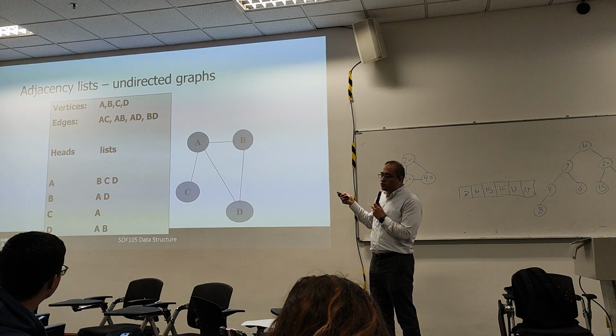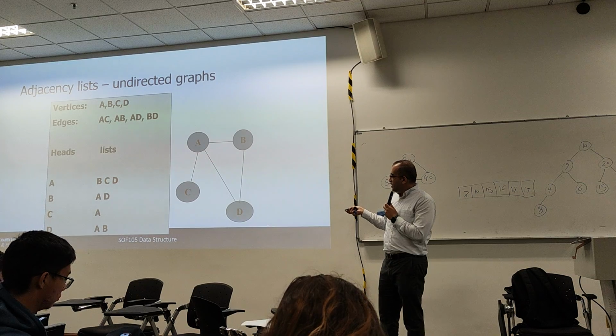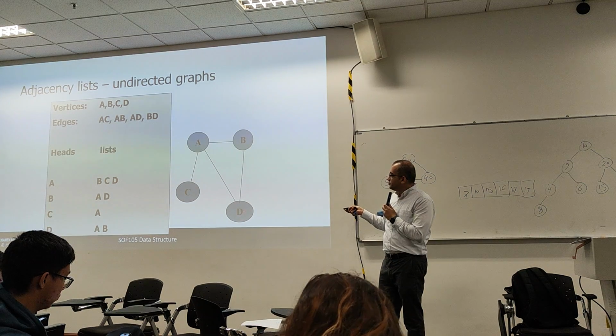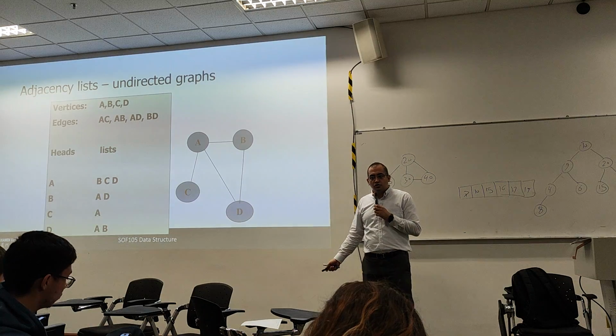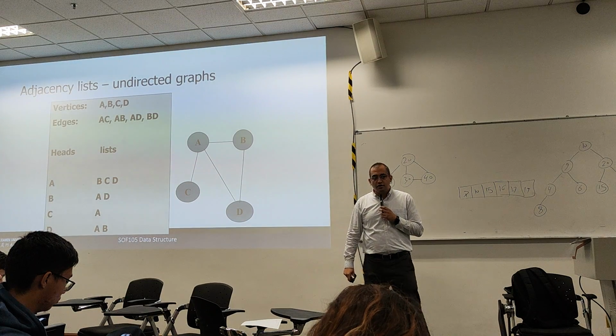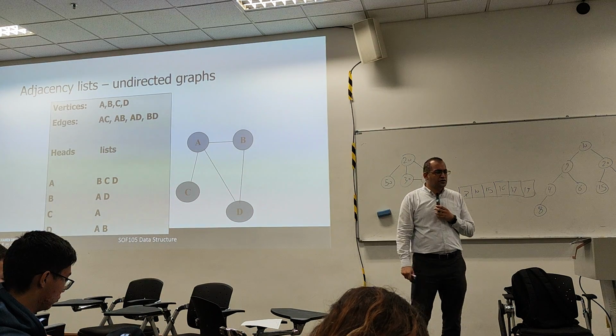What about B, connected to which one directly? A and D. What about D? Only A. What about C? Only A, right? This is called the adjacent list. It seems like for many of you this is the first time you study it.